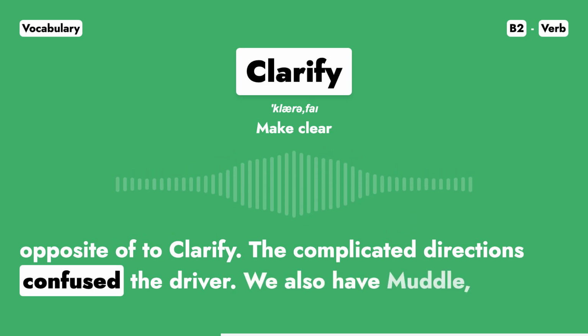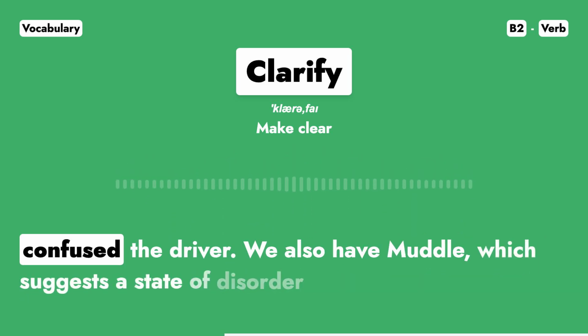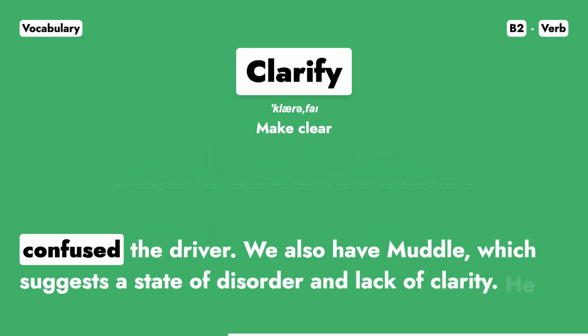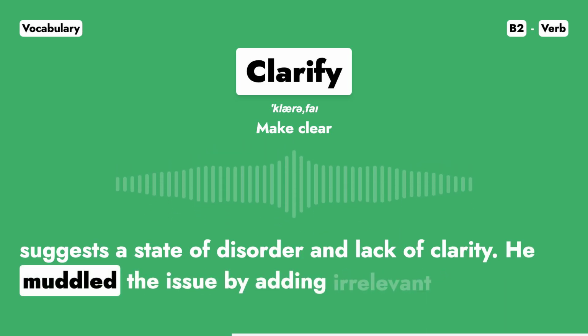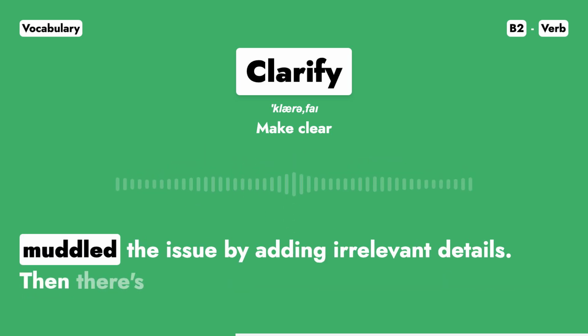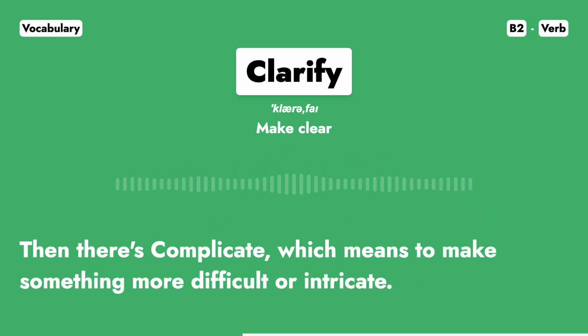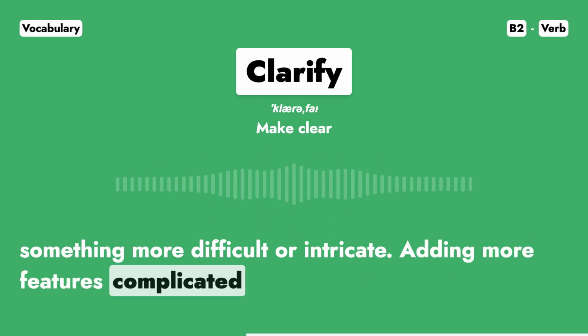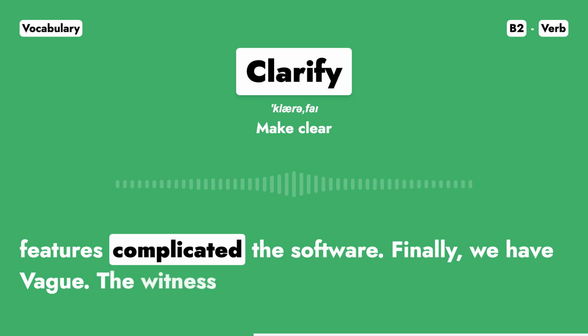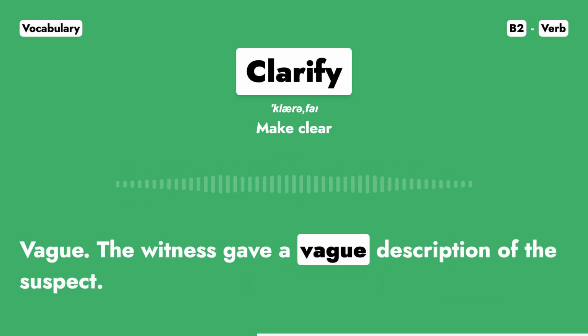We also have muddle, which suggests a state of disorder and lack of clarity. He muddled the issue by adding irrelevant details. Then there's complicate, which means to make something more difficult or intricate. Adding more features complicated the software. Finally, we have vague. The witness gave a vague description of the suspect.